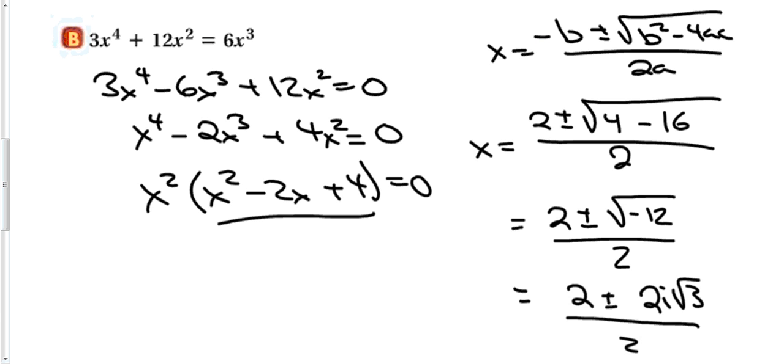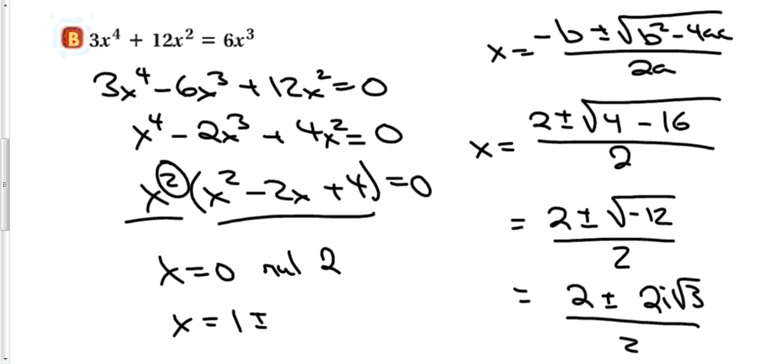So we're left with, first, x is equal to 0. But it happens twice. So it's equal to 0 with a multiplicity of 2. And so then x is also equal to 1 plus or minus i radical 3. And those are my 4 solutions. 1, 2, because that 0 happens twice. 1 plus i radical 3. 1 minus i radical 3.